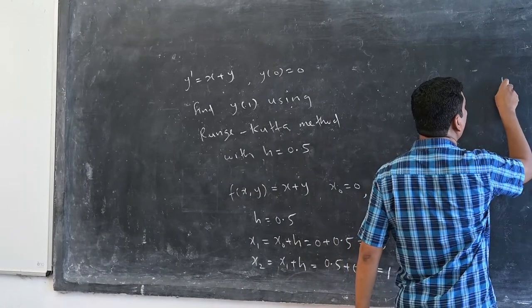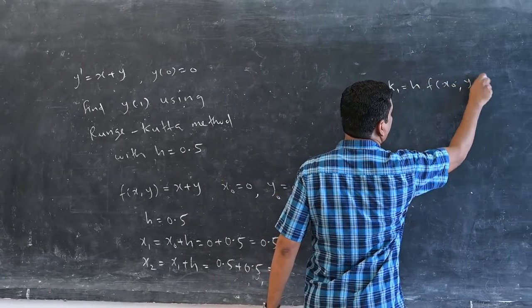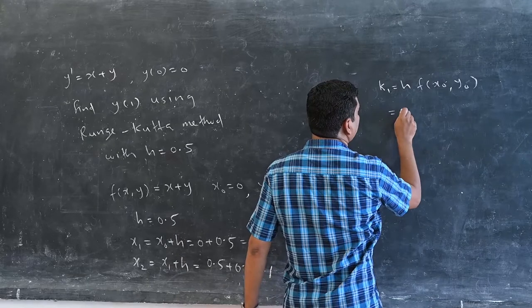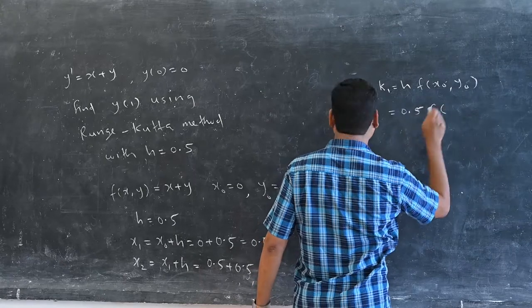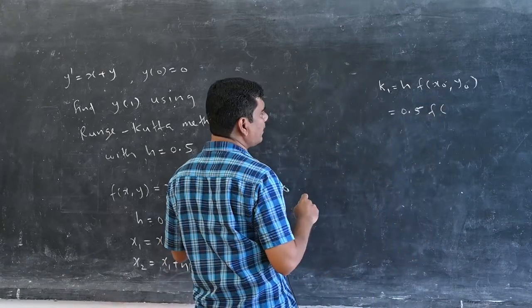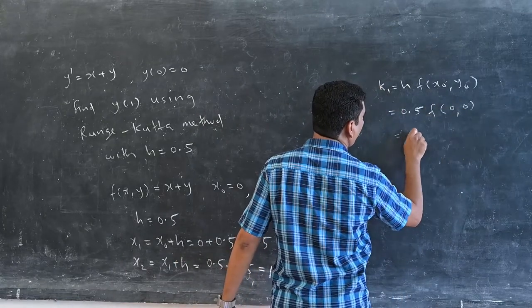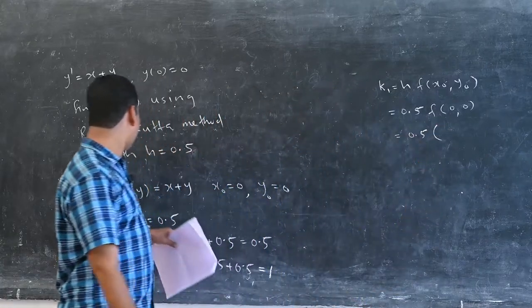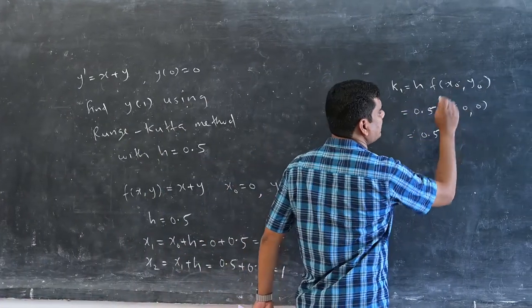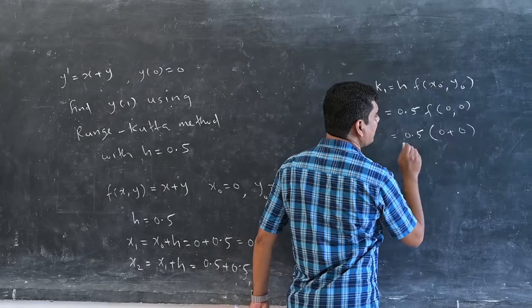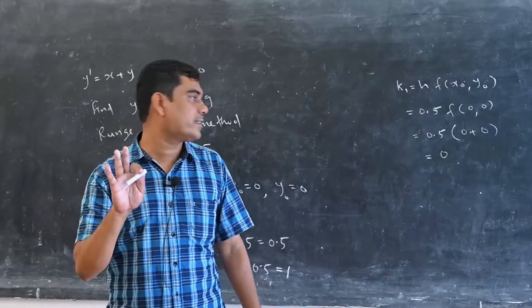Now we find k1 is equal to h into f of x naught, y naught. This is 0.5 into f of x naught is 0, y naught is 0. This is equal to 0.5 into f of x y, which is x plus y. So, f of x naught y naught is x naught plus y naught. This is 0 plus 0, it is equal to 0. So, the value of k1 is equal to 0.